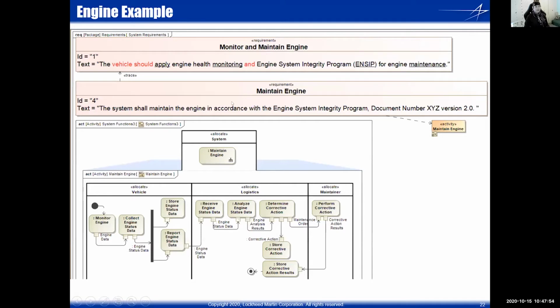So I started thinking about this, and here's my system requirement. The system has to maintain the engine, and I map it to this activity. And this is part of my rationale of why I created this requirement. And I say the system has to maintain the engine in accordance with that plan that we were supposed to write. And I put in the document number to help people find it and what version I am going to comply with, because things change over time and I need to keep track of which one I'm actually complying with.